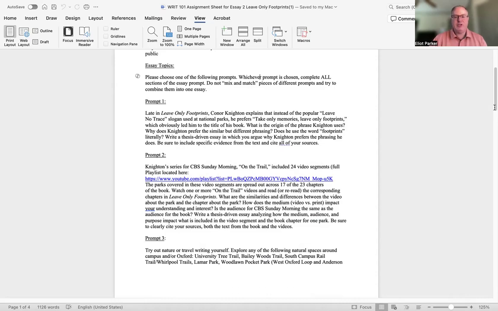So this prompt asks you to think about what is the origin of that phrase that he uses. Why does Knighton prefer the similar but different phrasing? Does he use the word footprints literally? Do you think he uses the word footprints literally? Write a thesis-driven essay in which you argue why Knighton prefers the phrasing he does. Be sure to include specific evidence from the text and to cite all of your sources. So you can look at his phrase, take only memories, leave only footprints, from a variety of different perspectives. And I've given you some questions there to consider in developing that into an essay.